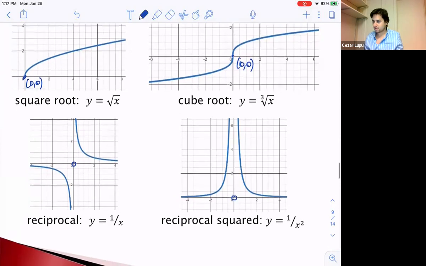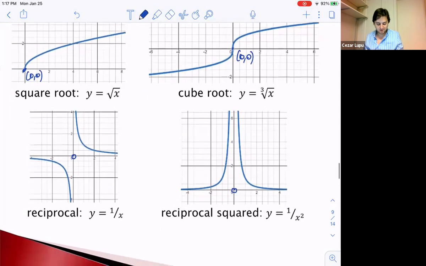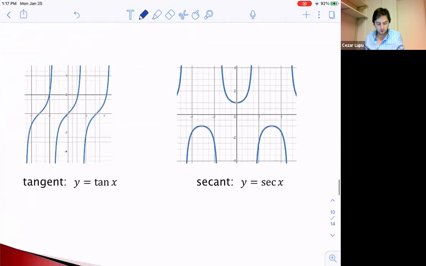You'll get to look at them once I send you the video. And let me show you something a bit more. Why not show you some trigonometric functions? You see how weird this looks, especially the secant one.